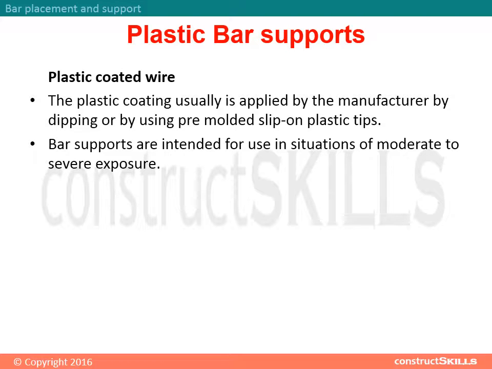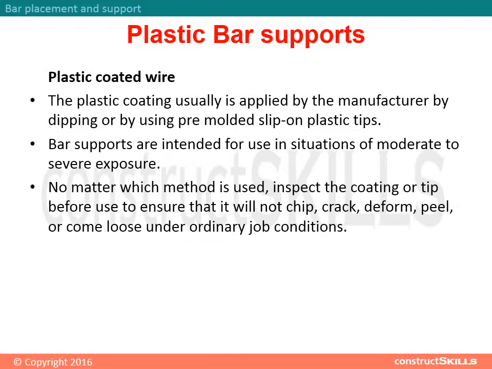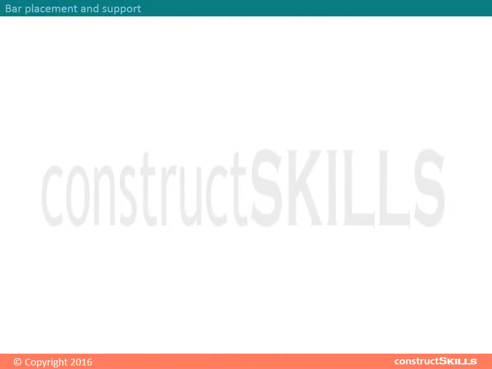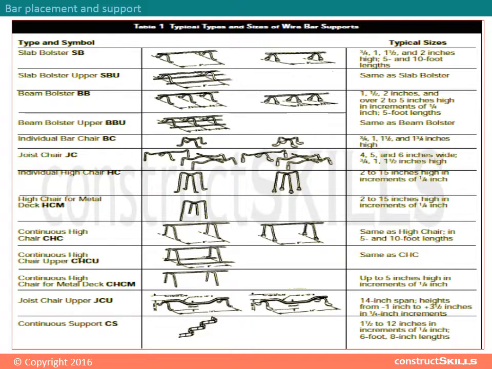The plastic coating usually is applied by the manufacturer, dipping using pre-molded slip. Bar supports are intended for use in situations of moderate to severe exposure. No matter which method is used, inspect the coating or tip before use to ensure that it will not chip, crack, deform, peel, or come loose under ordinary job conditions. Typical types and sizes of wire bar supports are given below.